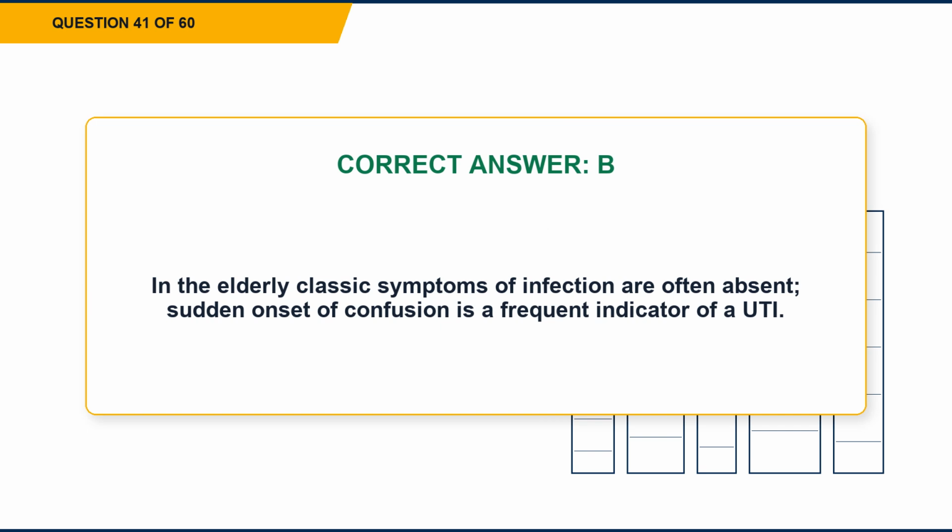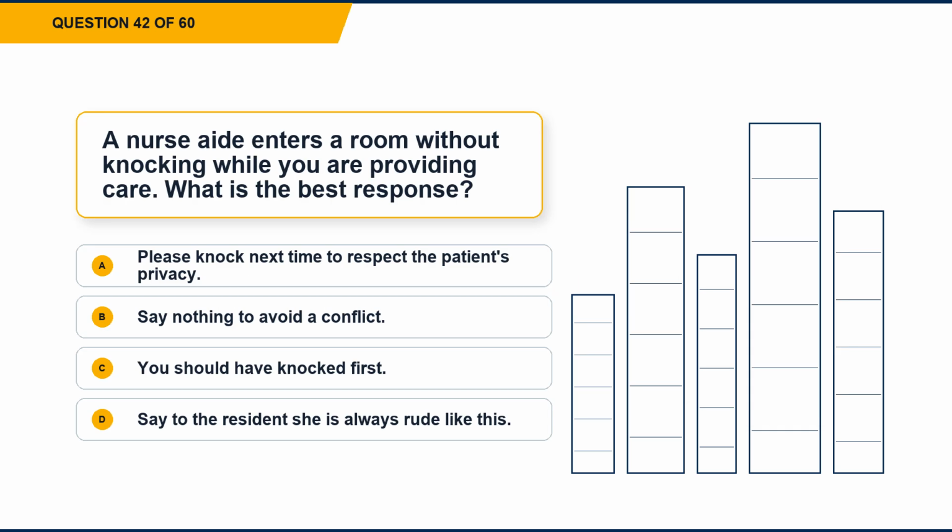Sudden onset of confusion is a frequent indicator of a UTI. Question 42. A nurse aide enters a room without knocking while you are providing care. What is the best response? Option A, please knock next time to respect the patient's privacy.